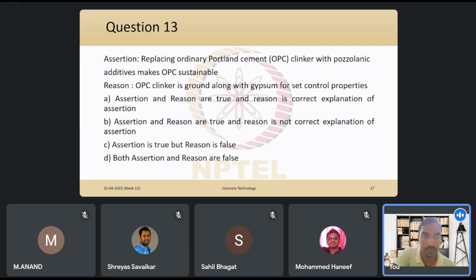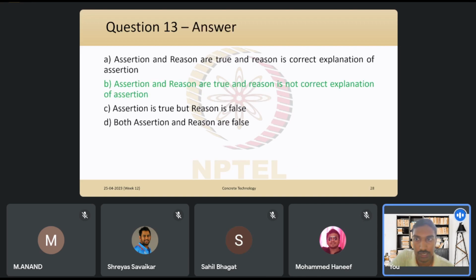Okay, so we have 4 votes: 3 for option B and 1 for option A. The right option is option B, that assertion and reason are true, but the given reason is not the correct explanation of the assertion.